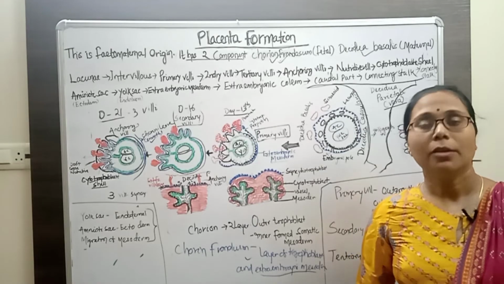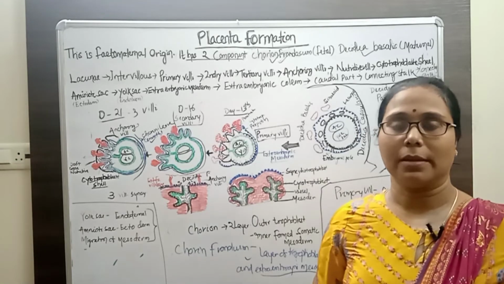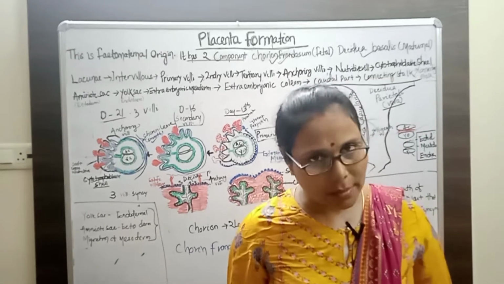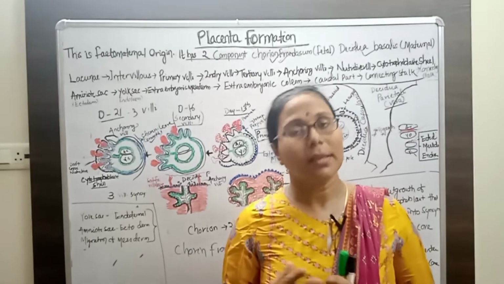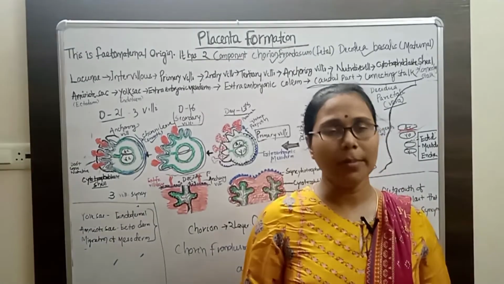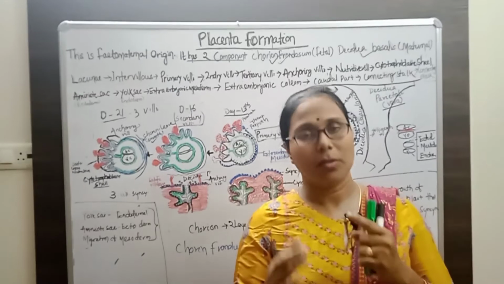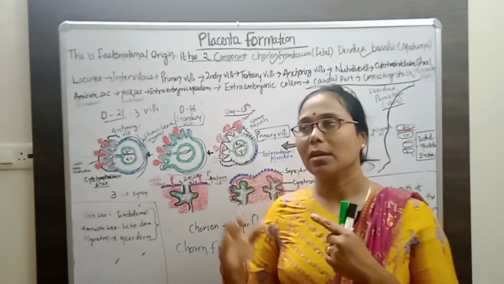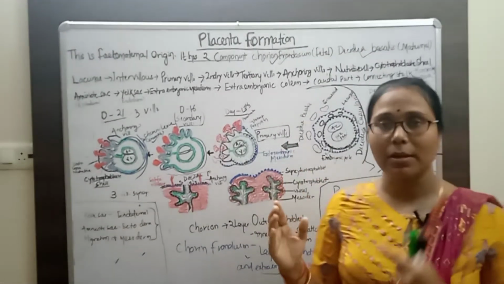Hello everyone. Today's topic is the formation of the placenta. In an earlier class we already discussed the implantation process, in which the blastocyst enters into the endometrium. Now it is implanted. After implantation, the endometrium is called the decidua.